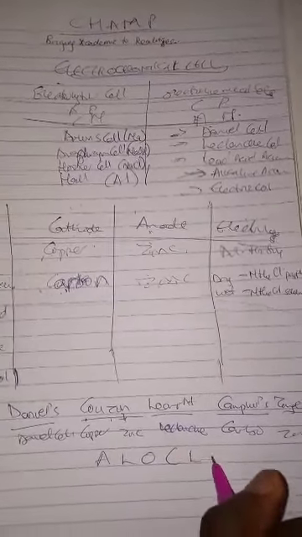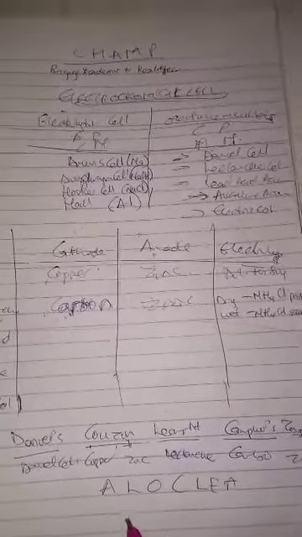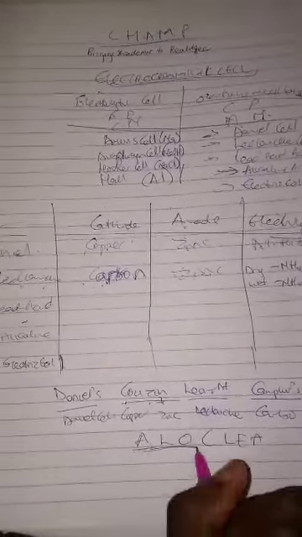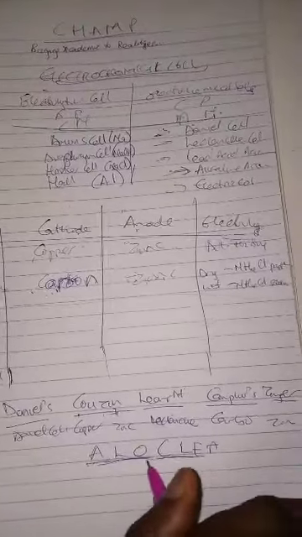Yes, the lead acid accumulator. You can use the mnemonic. Your anode is what? Lead oxide. Cathode is what? Lead. So take note of that. The mnemonic helps you remember it.